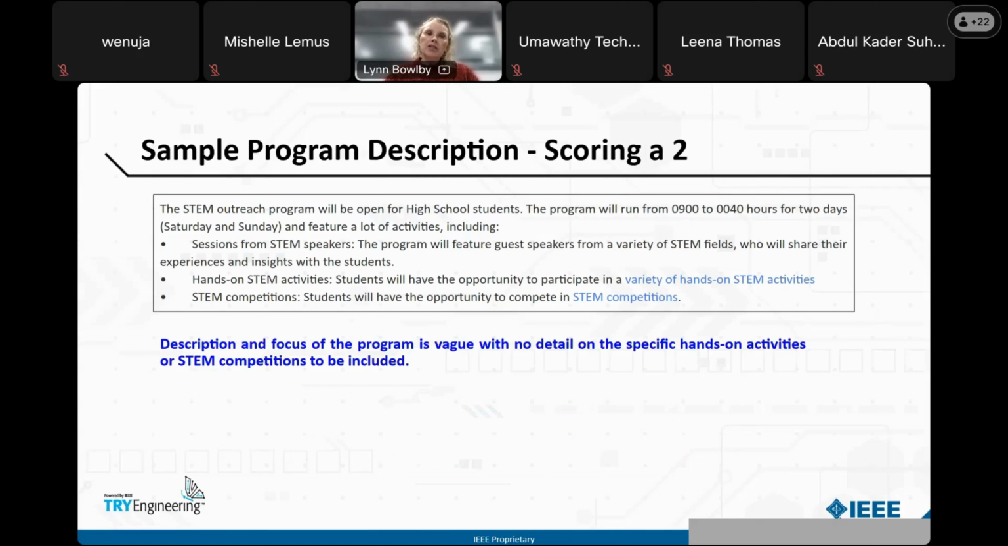And there's also mention of STEM competitions. Again, vague, does not give us detail on what those competitions are or the goal that you're trying to meet with those competitions and those hands-on activities.